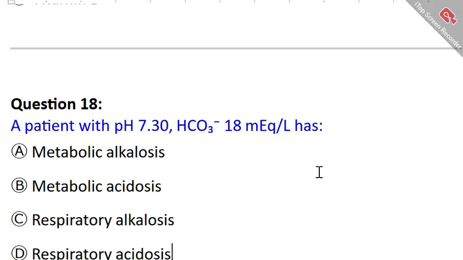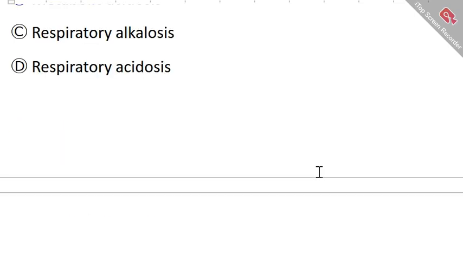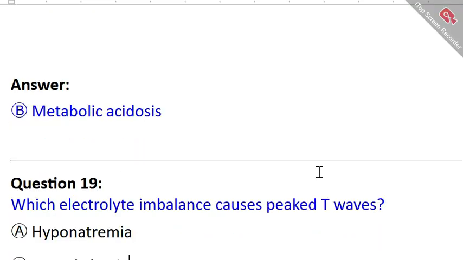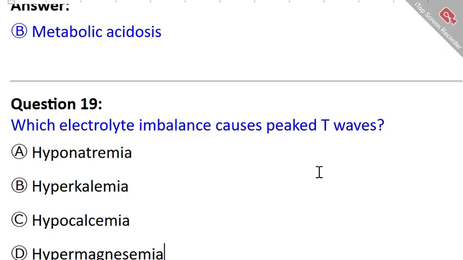Question number 18. A patient with a pH of 7.30 and bicarb 18 has which condition? What does it suggest if the values are pH 7.3 and bicarb 18? The correct answer in this scenario is option B, metabolic acidosis. Let's move to another question.